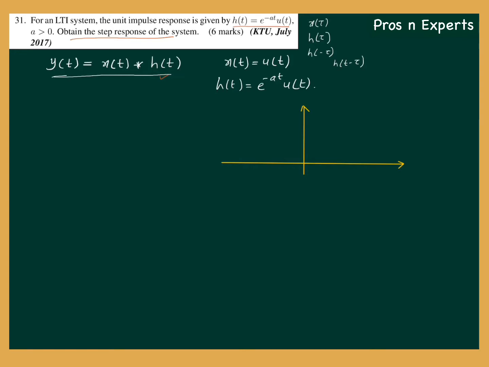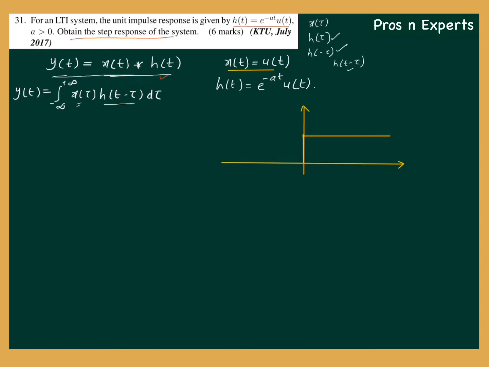Because we are going to realize the convolution integral equation, which is given by y of t equal to the integral from minus infinity to plus infinity of x of tau into h of t minus tau d tau. x of tau and h of t minus tau should be found out. For that, first you draw h of tau, then h of minus tau, and then h of t minus tau. Then I am going to draw x of tau, which is nothing but the step input. x of t equals u of t, so x of tau is u of tau.